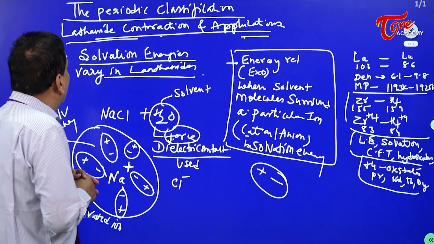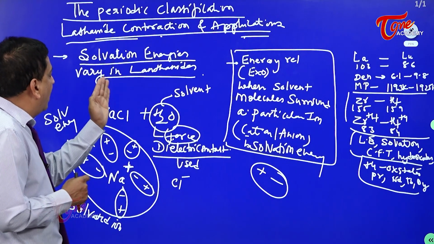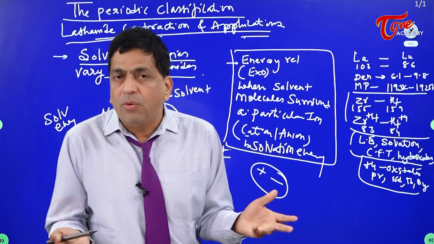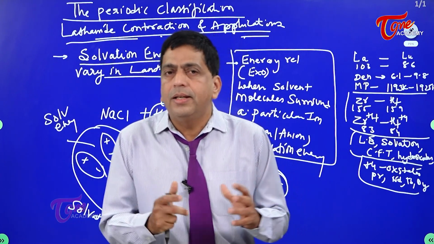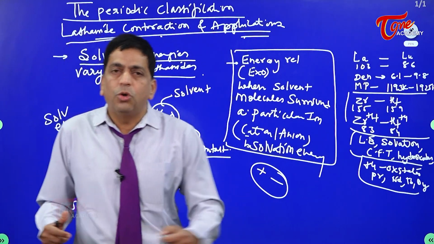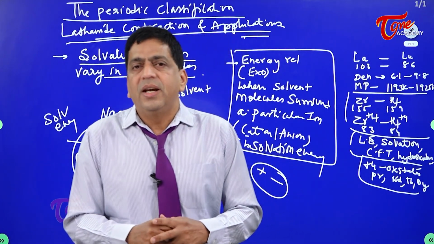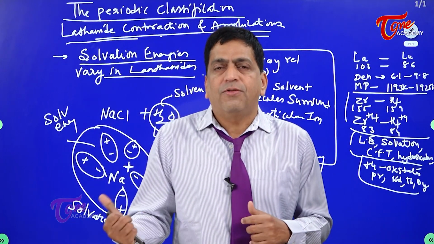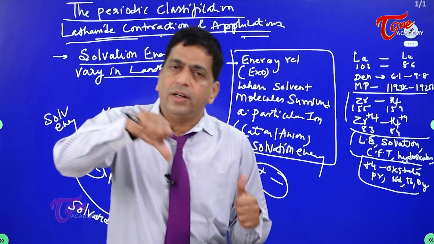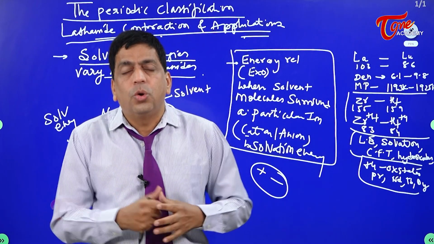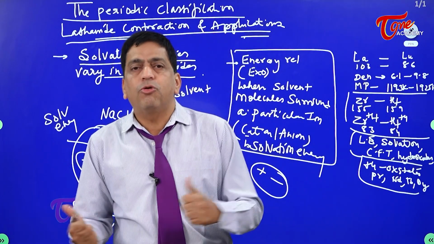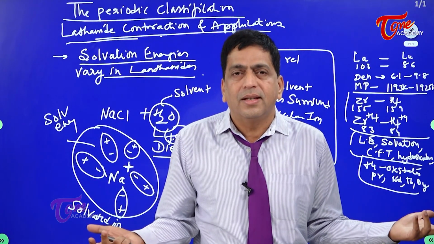Right? Now let us come back to the question. What was the question? Solvation energy trend, how does it vary in lanthanides? Now we know what solvation is. He is asking us, when you move in lanthanides, from lanthanum to lutetium, from left to right, does the solvation energy increase or decrease? He wanted to know the trend of solvation energies when you move from left to right. That's what he is asking us.